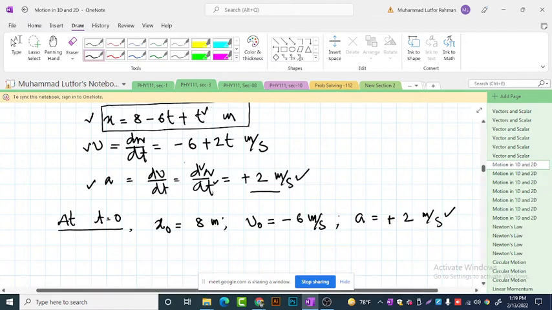Yes, if the acceleration is not going to change, the average acceleration will be the same in that case. You can say that in between any particular time.